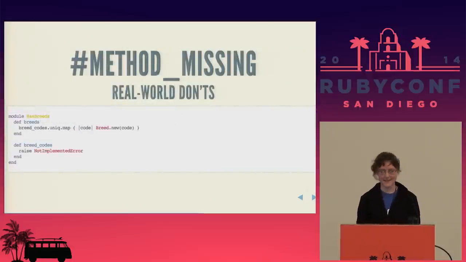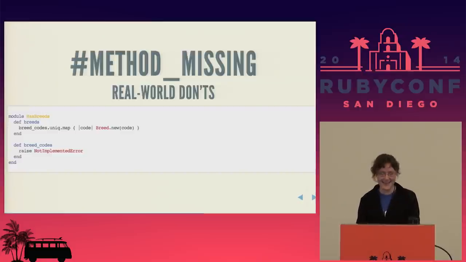Now for a subtler mistake you can make in and around method missing. This is one I've made within the past year. Two of my colleagues from my last job are in the audience right now, and I should really apologize to them. This is definitely something that I did.